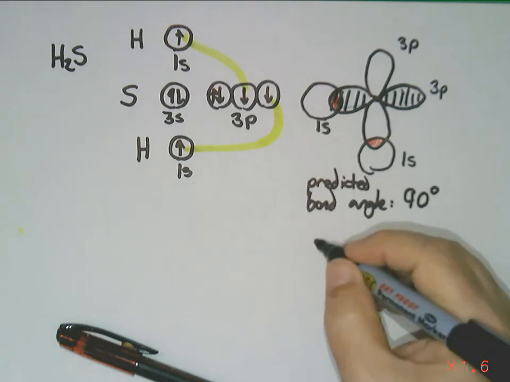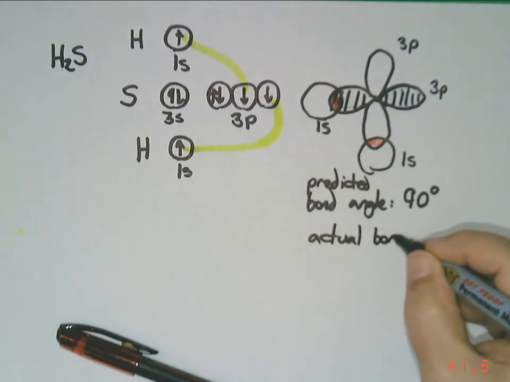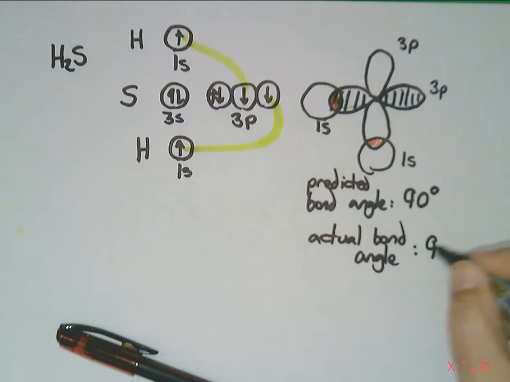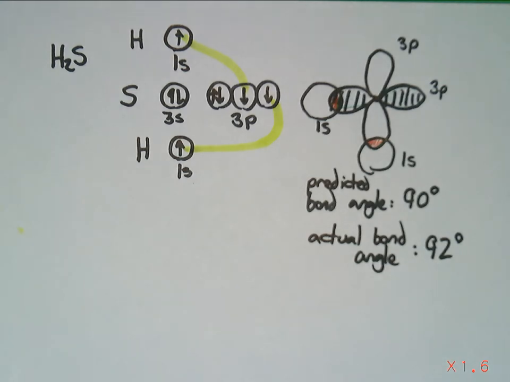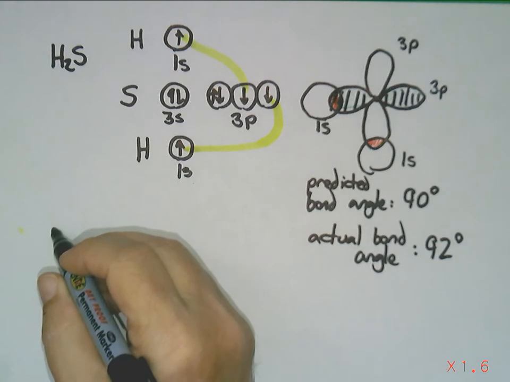The actual bond angle is 92 degrees. So valence bond theory does a good job of explaining what the bonds in this molecule look like. Everything seems great. How about if I do water? That should be pretty similar, right?